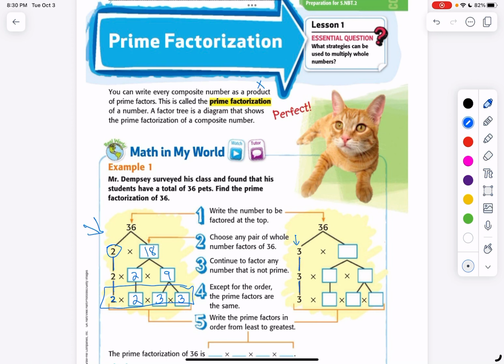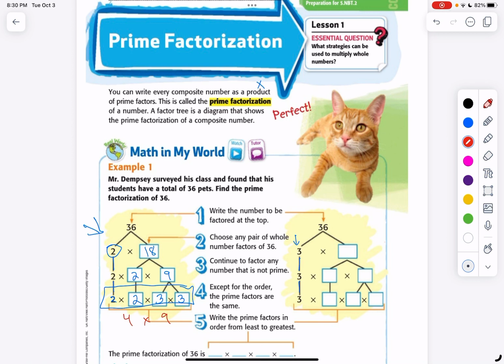So does 2 times 2 times 3 times 3 really equal 36? Let's find out. 2 times 2 is 4, and 3 times 3 is 9. Yeah, 4 times 9 is 36, so that really works.